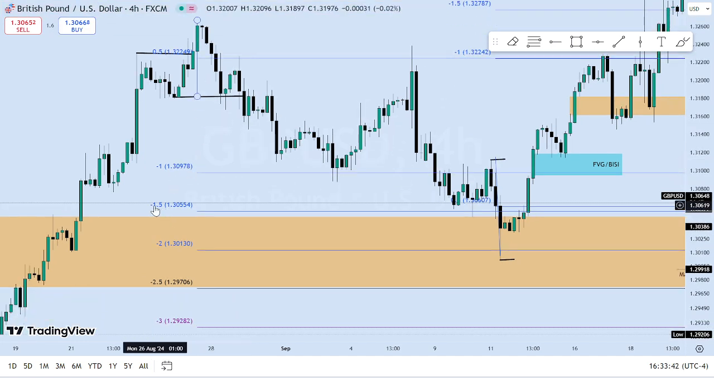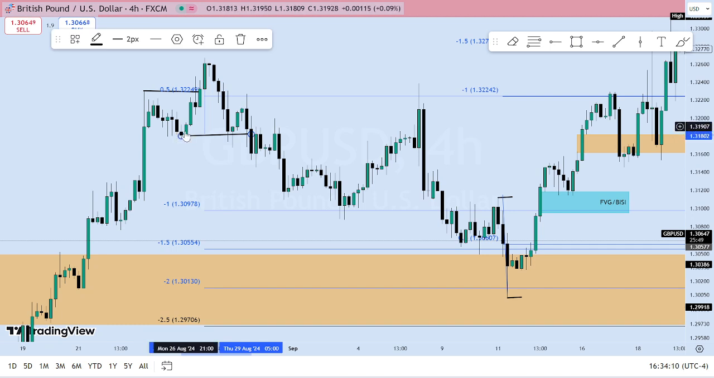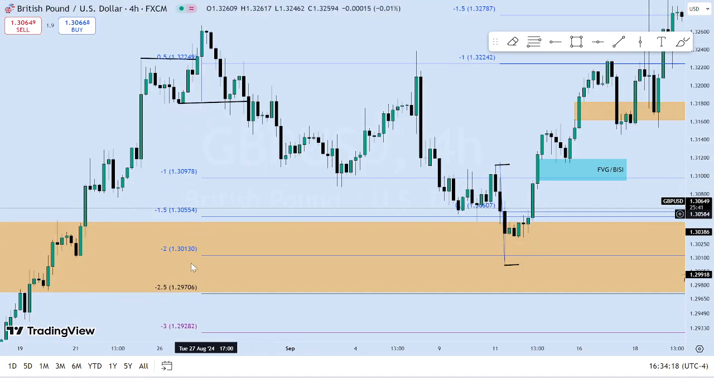You can target minus 1, minus 1.5. You can target minus 2. That's how you anchor it to get your standard deviation. Whenever you see a displacement like this, in a scenario like this, when we took out a liquidity, then we had a change of structure, that displacement, market shifting structure, then you anchor your Fibonacci to get your standard deviation below price.